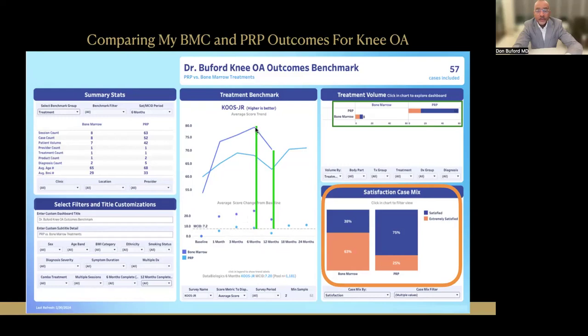So at 6 months, you can see bone marrow is significantly higher than the PRP. Because of numbers, our bone marrow graph stops here at 12 months. We don't have enough patients out beyond a year in this particular registry. But we can see the trend is that the bone marrow concentrate patients seem to be doing better at most time intervals compared to the PRP patients. And so whether that delta is worth the cost is yet to be determined, but that's exactly the kind of question I'd love to answer using the registry.